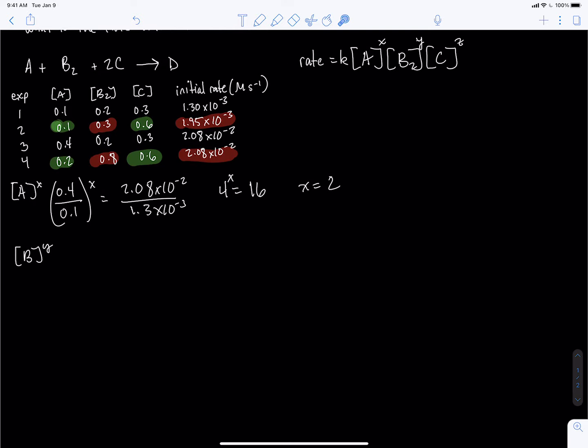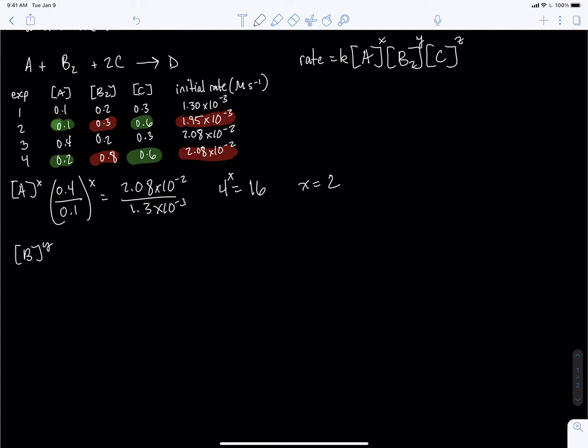But because we know the order of A, we can go ahead and back out the effect of A from the rate change. So we know that by doubling this, it's going to have a particular effect on the rate, and we can get rid of that and introduce a correction factor here. So first, let's start by looking at the contribution of A.